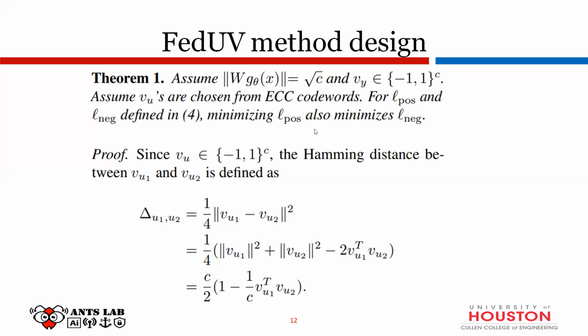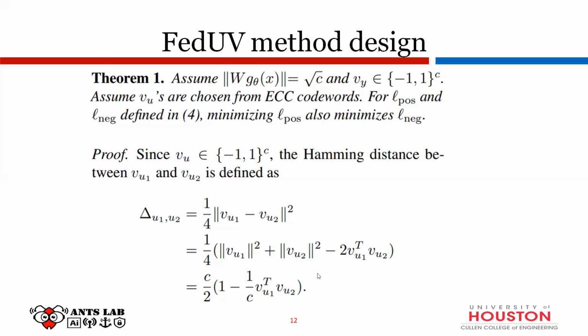So why is that the case? Here we will see a proof. Since VU, what we just mentioned, is based on this form, with dimension C and entries either -1 or 1, the Hamming distance between the secret vectors VU1 and VU2 of user 1 and user 2 is defined as follows. As you can see, this is the Hamming distance. All right, so from the Hamming distance, we can get this result on the bottom side.